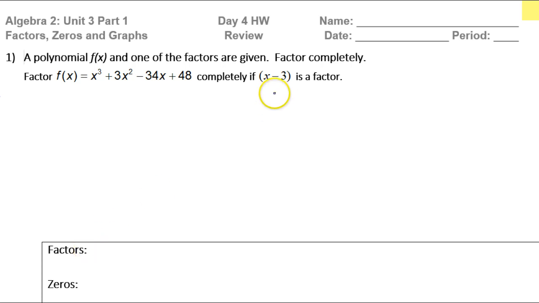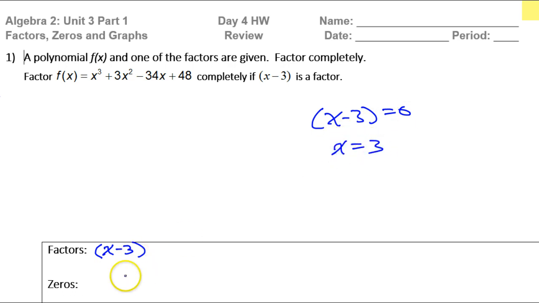So right away, if x minus 3 is a factor, I can go ahead and list that among my factors. All right, x minus 3. If I were to set this factor equal to 0, that's going to give me one of the zeros or x-intercepts of the function. So if I set this equal to 0, I'm going to get x equals 3. That means that 3 is a 0 of the function, an x-intercept. Now, our goal is to find the rest.